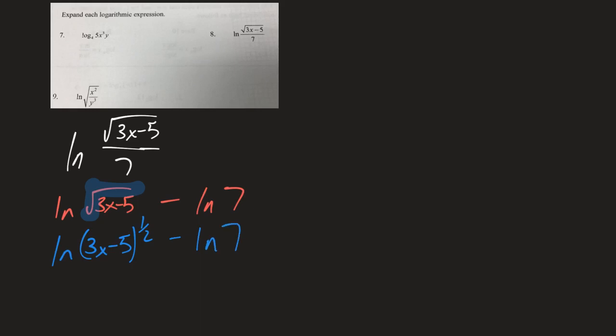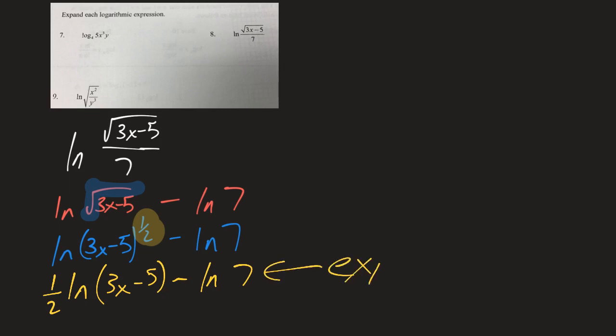And I see this exponent. Let's drop that down in front as a coefficient as well. So here we go, 1/2 natural log of 3x minus 5. And I'm leaving this parentheses because I really do want to show that all of that is in the log. It's very good for clarity's sake. And natural log of 7. So here is my expanded form, right? So I've broken up my log into separate pieces, into separate logs, and then dropped all my exponents out in front.